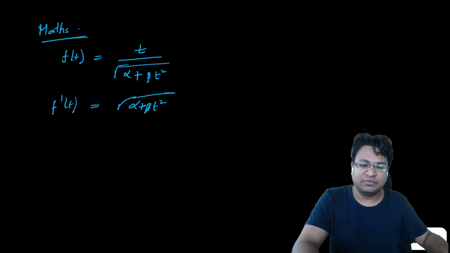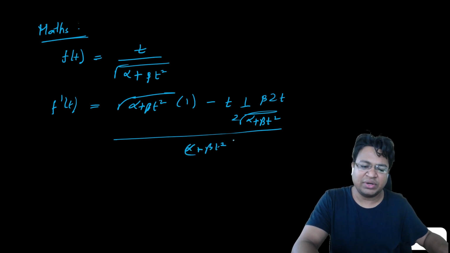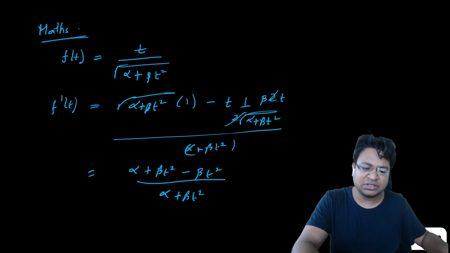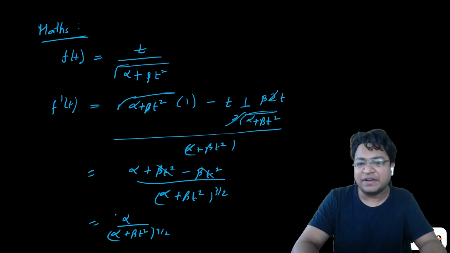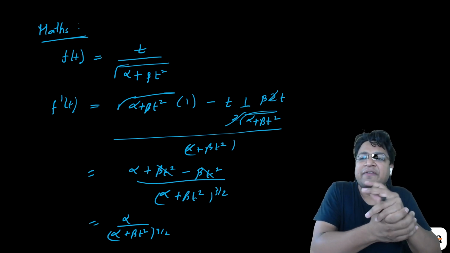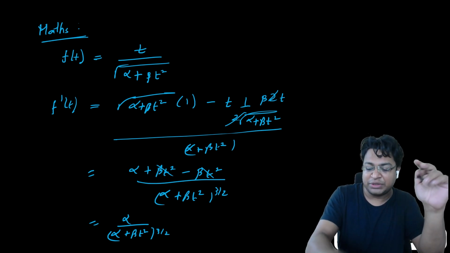All right. So f dash t would be this into 1, then minus t and then half root of alpha plus beta t square into beta into 2t divided by alpha plus beta t square. This 2 gets cancelled, so it becomes alpha plus beta t square minus beta t square divided by alpha plus beta t square raised to power 3 by 2. Now if alpha is a positive number, then f dash t would be positive, and if alpha is a negative number, then f dash t would be negative. So basically, if alpha is a positive number, then f would be an increasing function of time, and if alpha is a negative number, then f would be a decreasing function of time. Now, with that knowledge, let's begin.